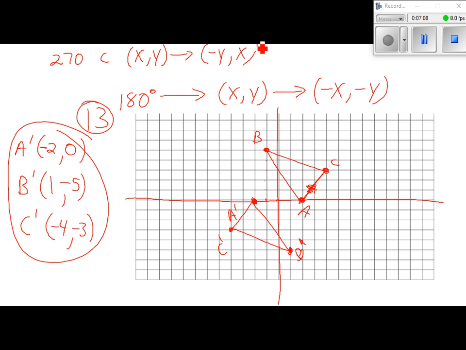5, negative 1. 5, 1. Yeah. No, 5, just 5, positive 1. 5, positive 1, because you changed the sign of that second one, right? Yeah.